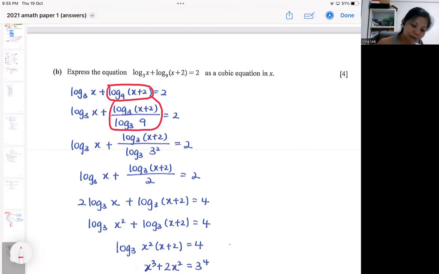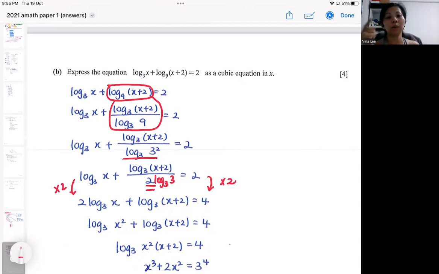Most of you might directly skip this step and go to this part. So do show the bringing down of the power. Then subsequently, be careful, you're going to multiply by 2 on both sides. Eventually, you only need to show a cubic equation. You are not asked to solve for x. In case some of you never read the question, you'll be thinking, oh, I've got a cubic, how do I solve the cubic? It's not necessary. They just want a cubic equation.